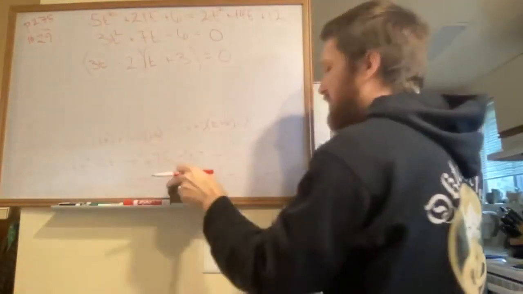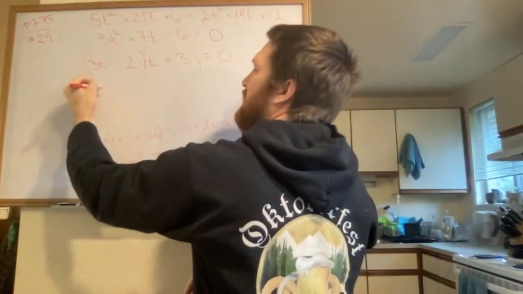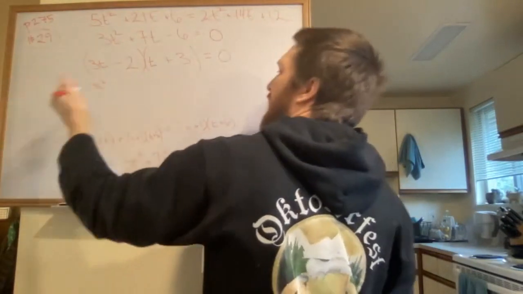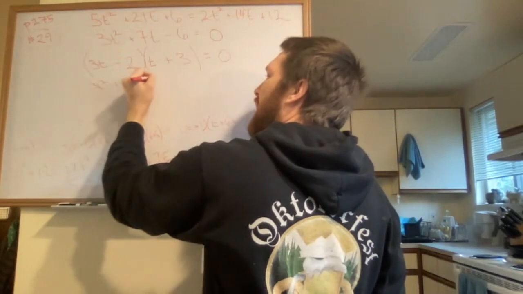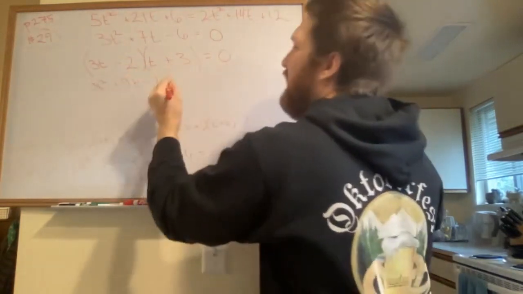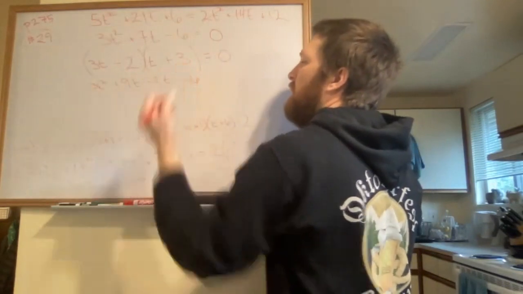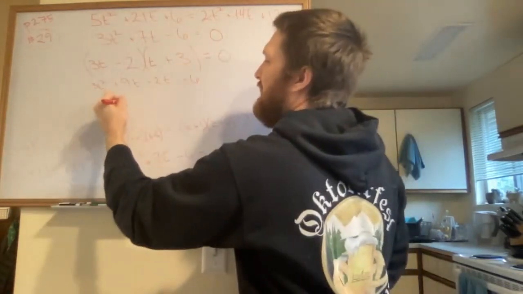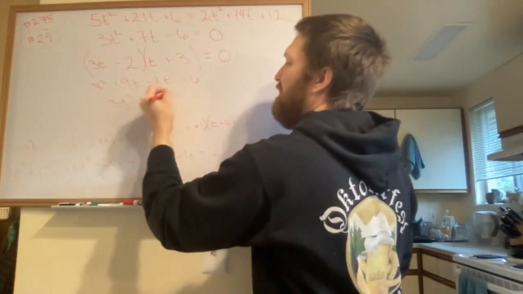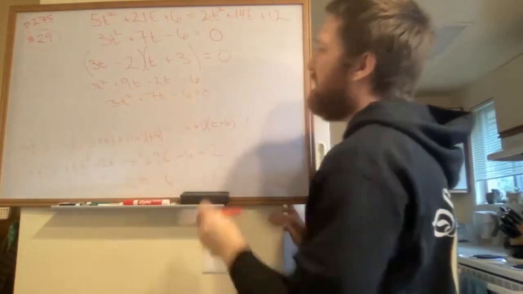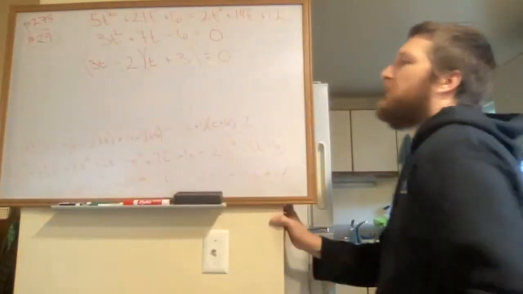We're just going to check this one more time to make sure that we didn't mess this up. First gives me 3t squared. Outside gives me plus 9t. Inside gives me -2t. Finally, -6, because we have the -2 and the +3 gives me -6. That does indeed come out to 3t squared plus 7t minus 6 equals 0. Okay, so then what does t equal? What are my possibilities for t?